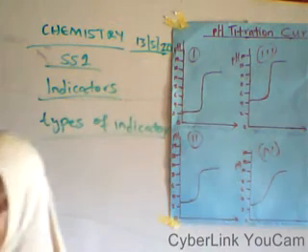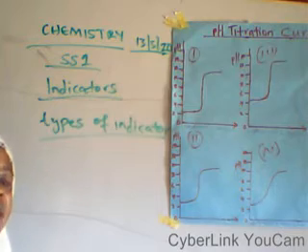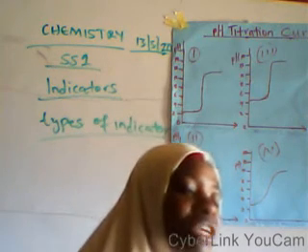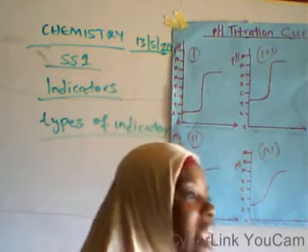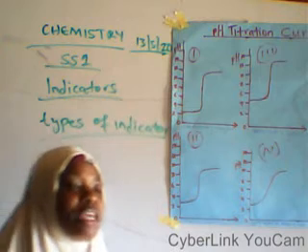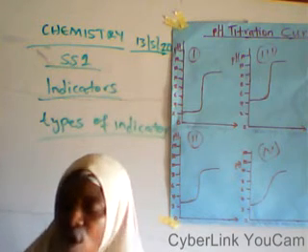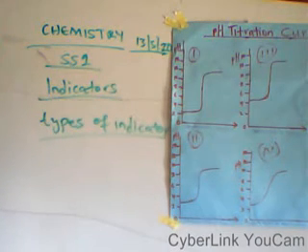And methyl red. Methyl red in an acid used to be pink. In base, it used to be yellow, while in neutral solution, it used to be orange in color. So these are the colors of these different indicators in an acid or in base.